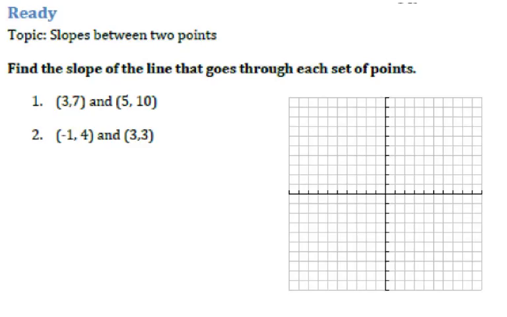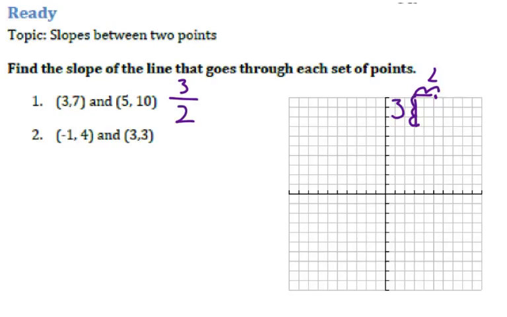So we got 3, 7, so about right there, and then 5, 10, and then you simply count the rise over the run. So we go up 1, 2, 3, so it's up, so it's positive, 1, 2. So it's rise 3 over run 2. That's one way you can do it.